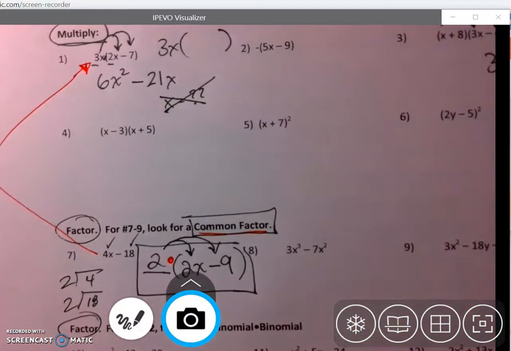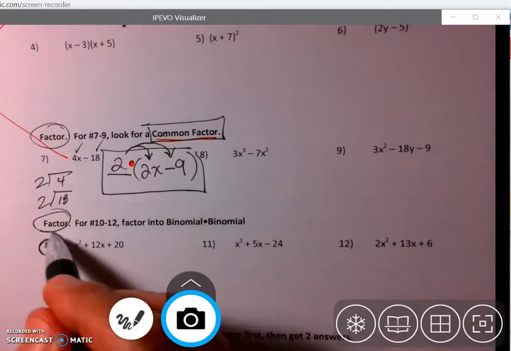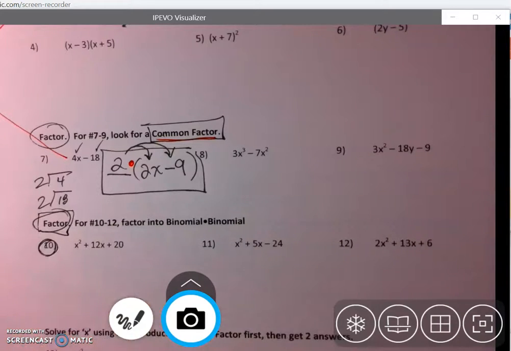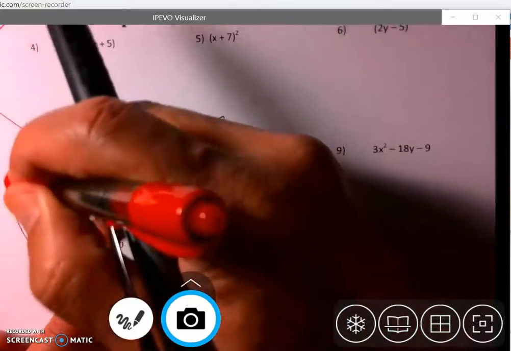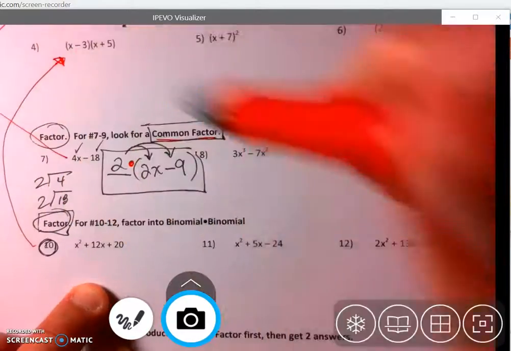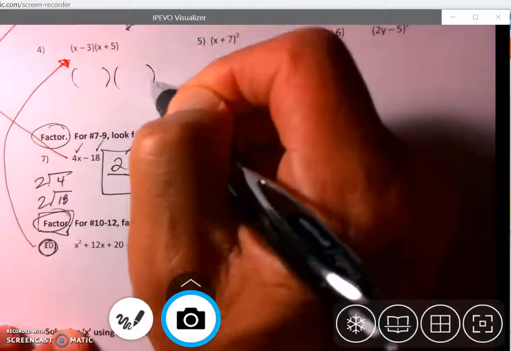All right, we're going to move down to number 10 here, where it asks us to factor again. And this one is the absolute reverse. Where you see a 3 term, it's going to be the absolute reverse of number 4, where they ask us to multiply. When we're done, we should look like parentheses times parentheses.